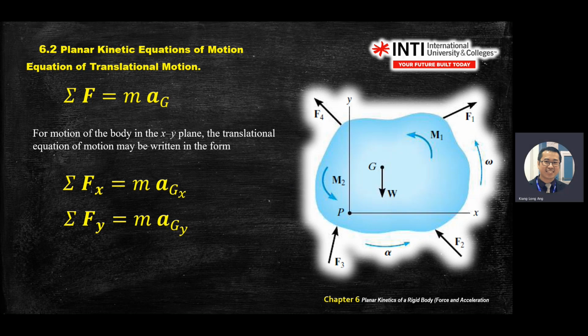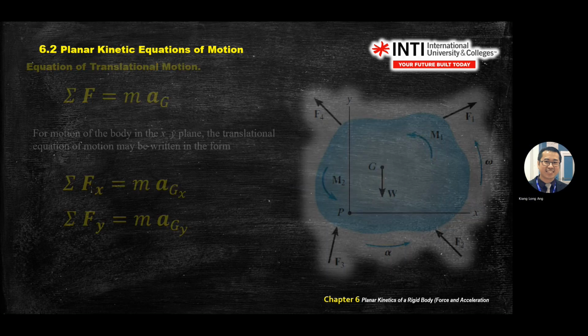If you see the object in the question rotates as a rigid body, it means it moves in a circular motion. Circular motion gives you tangent and normal directions. It means your F equals ma also changes into normal and tangent directions. Okay.